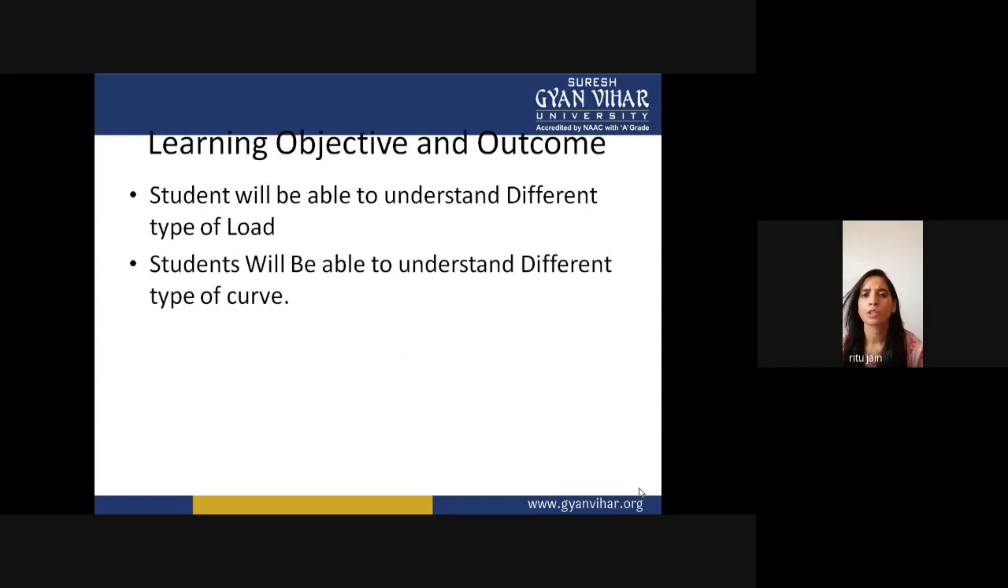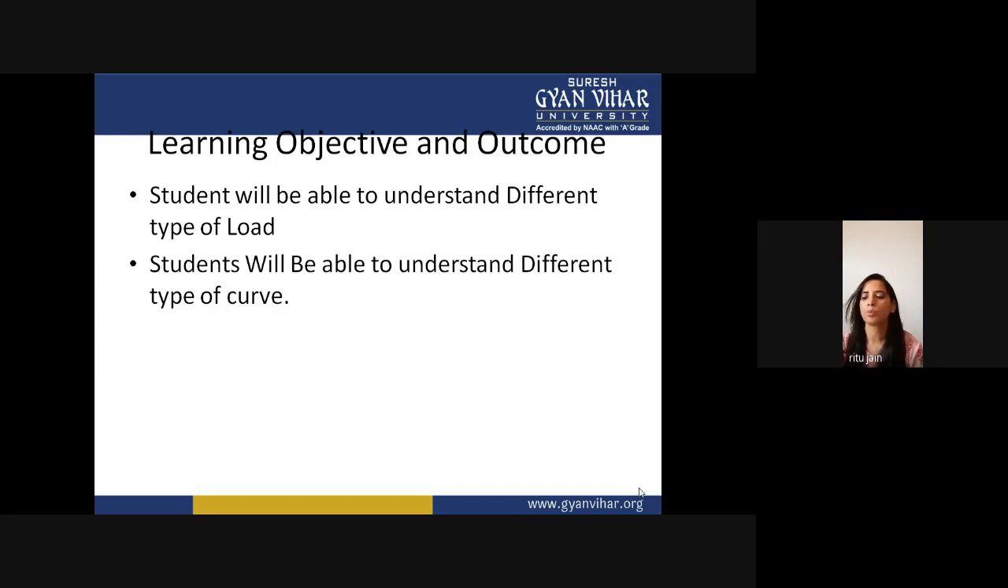Before going into this lecture, the learning objectives and outcomes are that after this lecture, I expect that students will be able to understand different types of loads, and different types of curves, which are very important for our power generation process, and students will be able to draw the load curve, mass curve and chronological curve of any particular load.